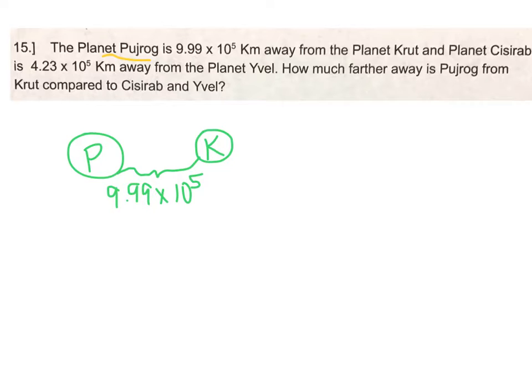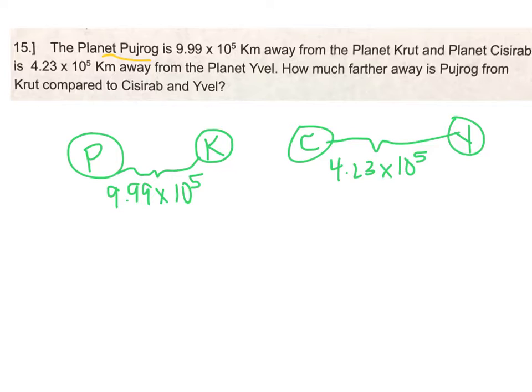Planet Cicerob, so planet C, is 4.23 times 10 to the 5th kilometers away from planet Yvel. So I'll put a Y in there. So that's the distance between those planets. How much farther away is planet Purog from Crete? How much farther away is this distance compared to Cicerob and Yvel? This. So how much further is this distance compared to this?